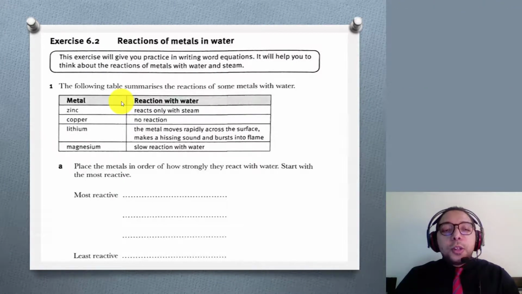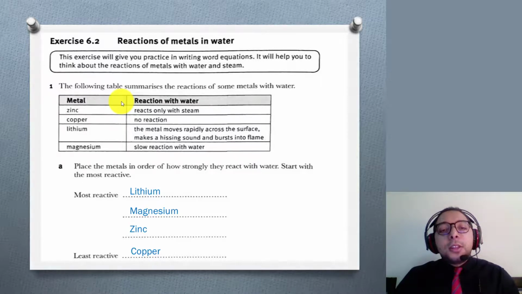Okay guys, time is over. Let's double check the answer. The most reactive metal is lithium, because lithium moved rapidly across the surface, making hissing sounds and bursting into flame, followed by magnesium, then zinc, and at the end we have copper. As you can see, the observations change from a vigorous sign of reaction into a less and slower reaction.